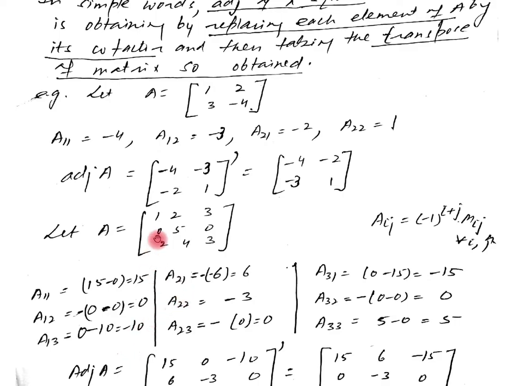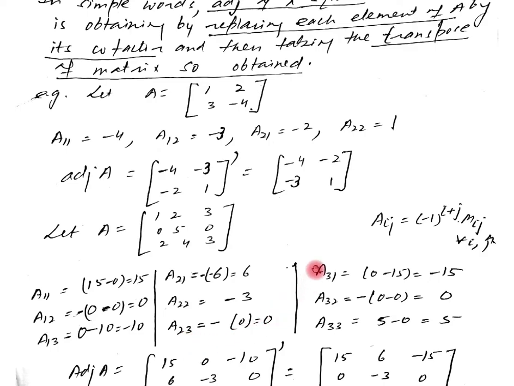Similarly A21. Again hiding this row and this column. Here the power is odd, so we have to put the minus sign. Hiding this row and this column, 2 times 3 is 6, 6 minus 12 gives minus 6, and minus times minus is plus. So it equals 6. Similarly A22 is this element, and again hiding this row and this column, 3 minus 6 equals minus 3. Similarly, A23 equals 0.